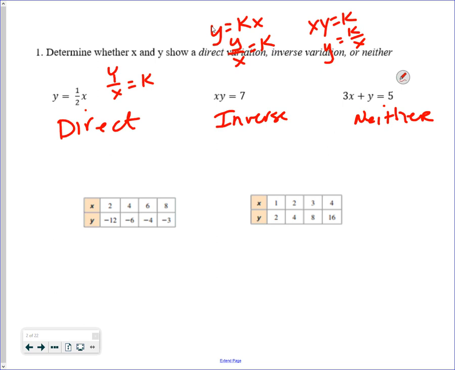So in this case, if you multiply these together every single time, you get a negative 24, which makes this an inverse variation. And this next one, if you divide the first ones, you get 2. You divide, you get 2, but the next one you get 8/3, and the next one you get 4. So it's not a direct. Multiplying, you don't get a constant value. So this is actually a neither situation.